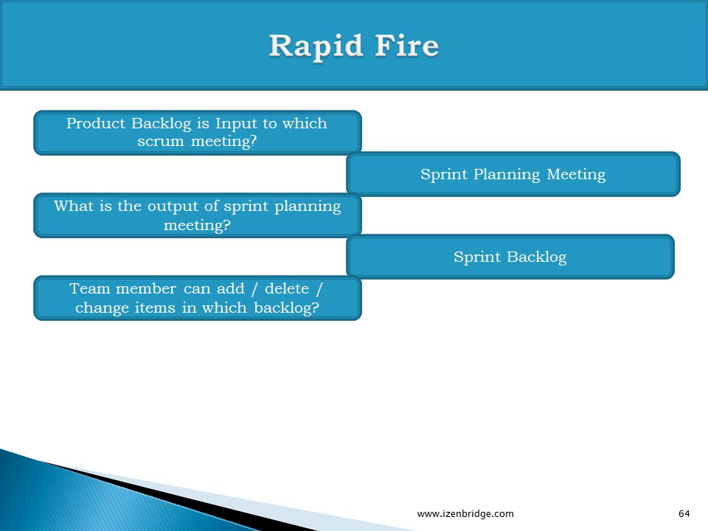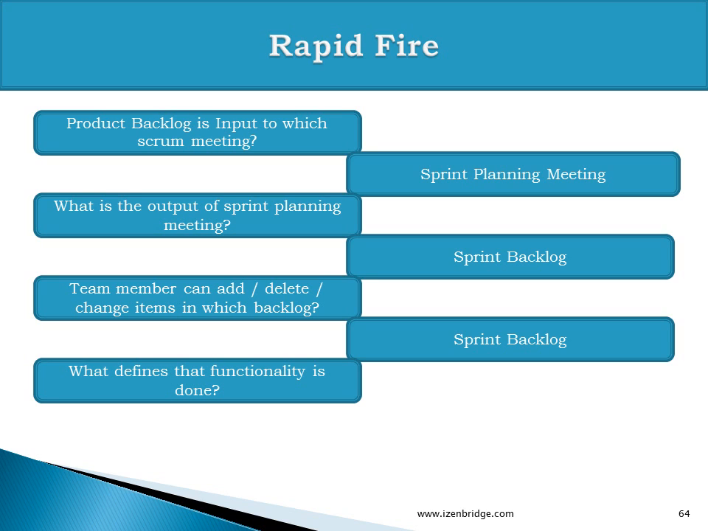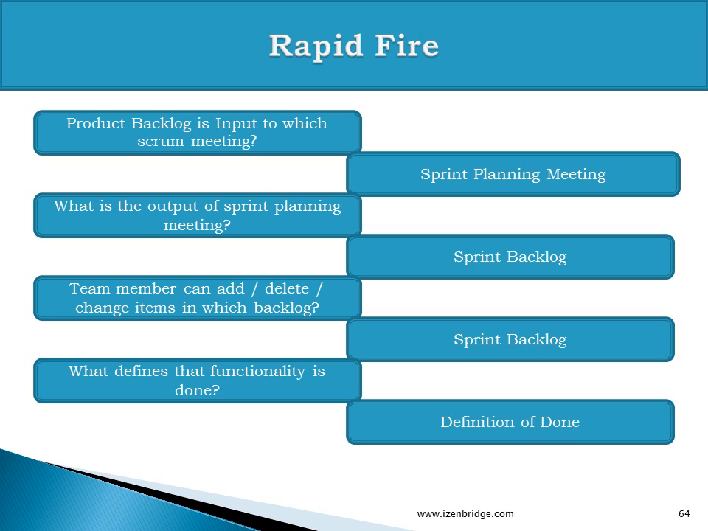Which team member can add, delete, change items in which backlog, product backlog or sprint backlog? Definitely the sprint backlog. They cannot change the things from the product backlog because the product backlog is maintained and controlled by the product owner. What defines that the functionality is done? How do we know that this story is done? Definition of done tells us the checkpoints and the expectations, and if the story is done as per the definition of done, then only we can mark it done.